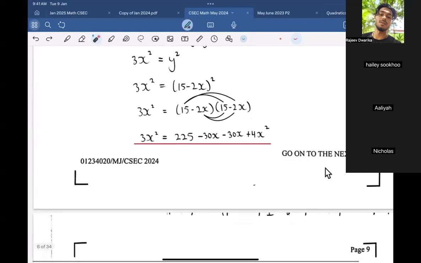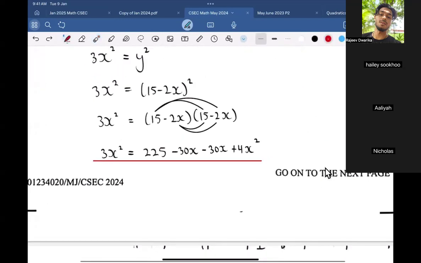So all you had to do, guys, here is what I was saying. Once you cross the equal sign, you could change the order however you want. Just don't change the sign. So look at what I'm gonna do. I'm gonna write back 3x squared. I'm gonna take the 4x squared, write it in front. I have minus 30x minus 30x, that's minus 60x. And I'm gonna say plus 225.